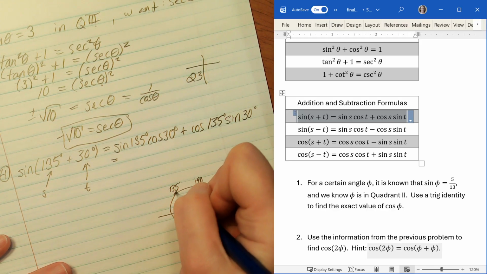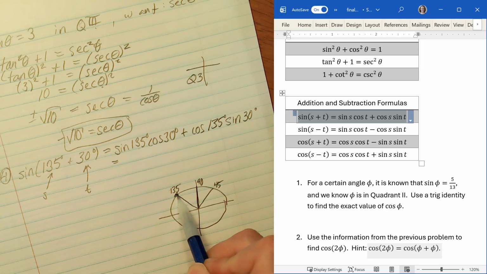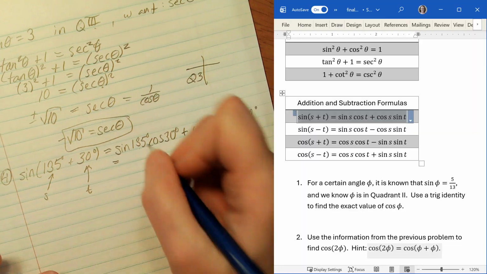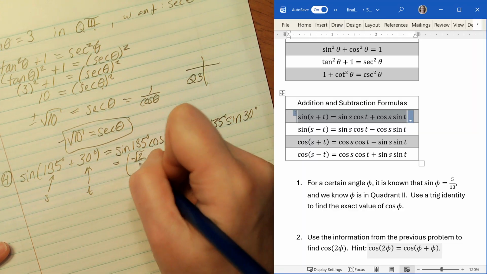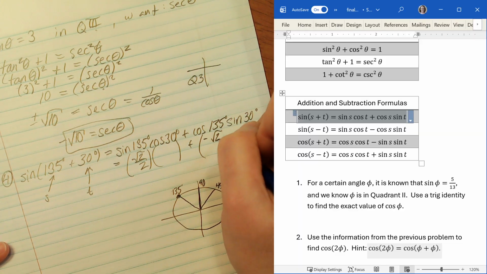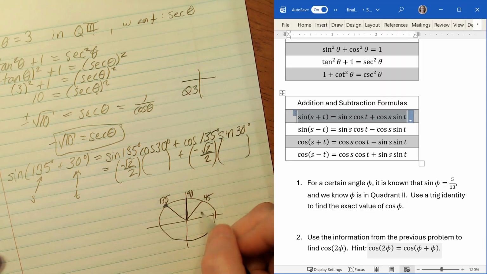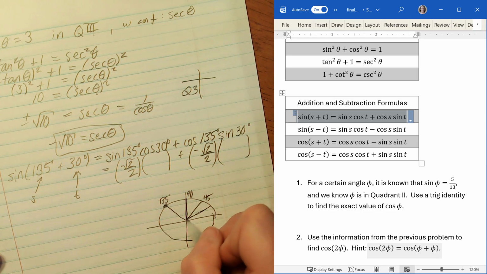So the coordinates here, the cosine is going to be negative square root of 2 over 2, and the sine is going to be positive square root of 2 over 2. Okay, so this is negative square root of 2 over 2. Alright, and then for sine of 30 degrees, that is this one.